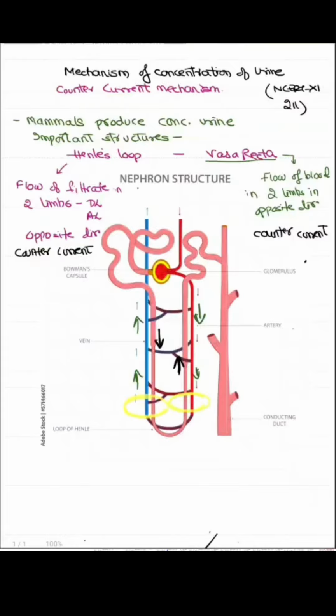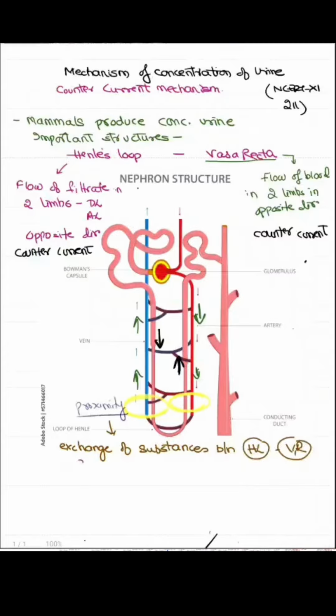As highlighted in the yellow marks, the Henle's loop and the vasa recta are in close proximity. This proximity between the renal fluid and the blood helps in the exchange of substances between the Henle's loop and vasa recta. This whole mechanism is called as the counter current mechanism, which helps to form the concentrated urine.